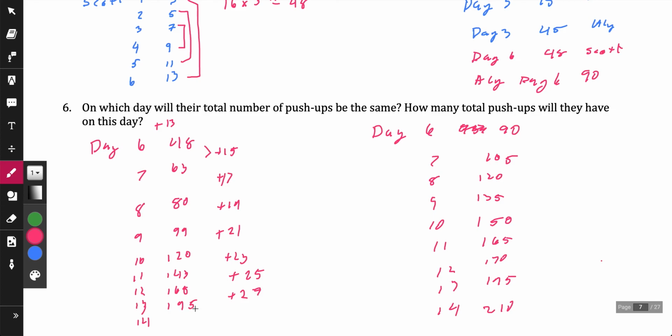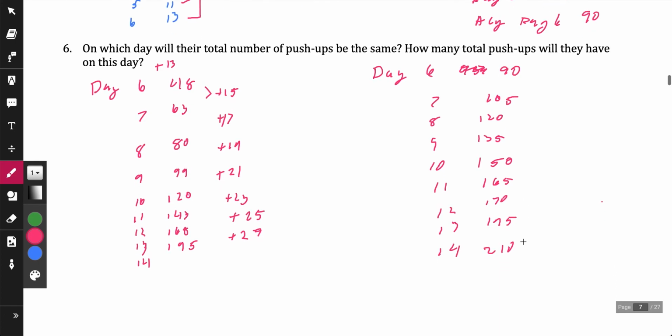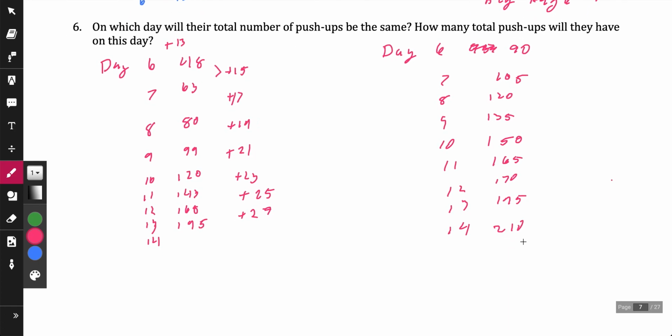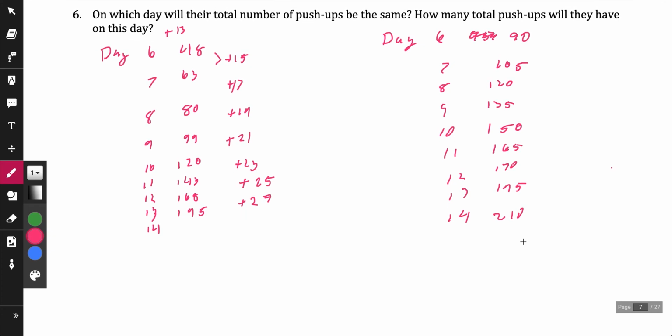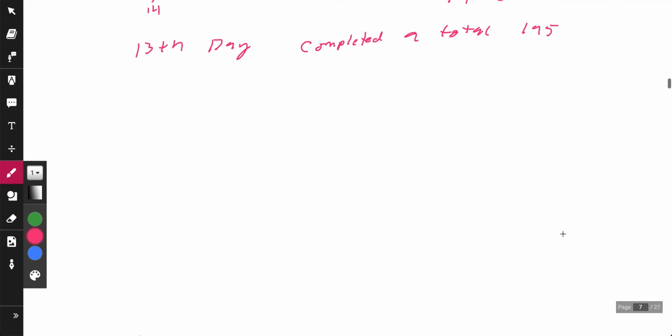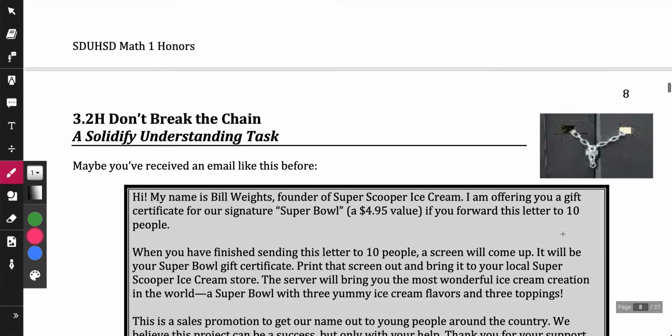And then what I notice there, on day 13, he had 195. On day 13, Allie had 195. So on what day will their total number of push-ups be the same? This will be on the 13th day. And on this day, they will have completed a total of 195.